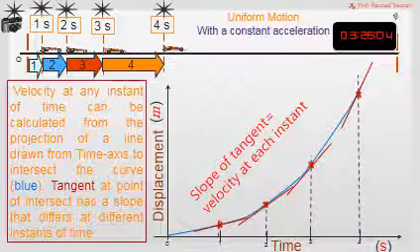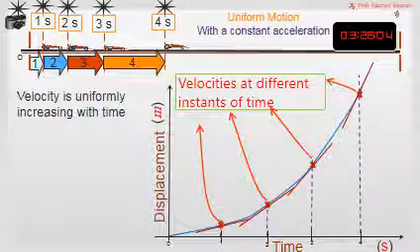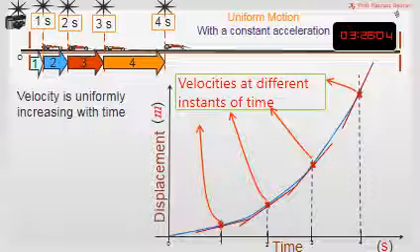By projecting lines from each second to intersect with the curve, and then drawing a tangent at this crossing with the curve, these tangents at each instant of time will be obtained, and the slope will tell us the velocity at each instant of time. Different velocities are obtained at different instants of time, and the velocity here is increasing uniformly with time.